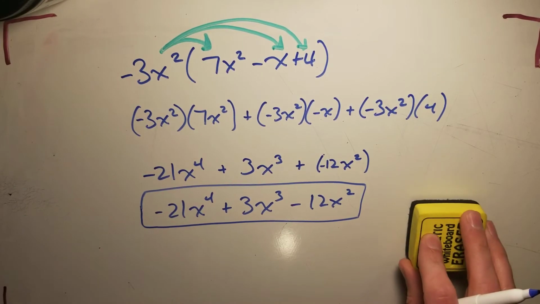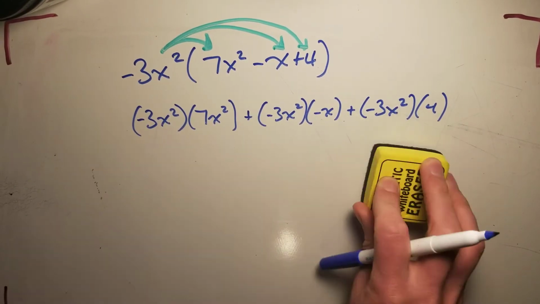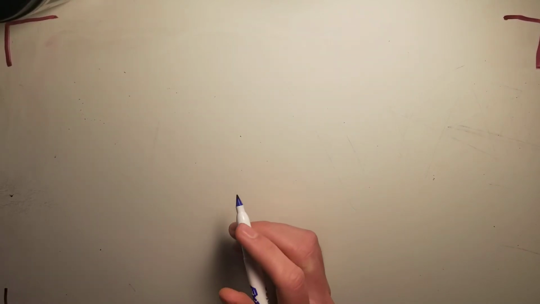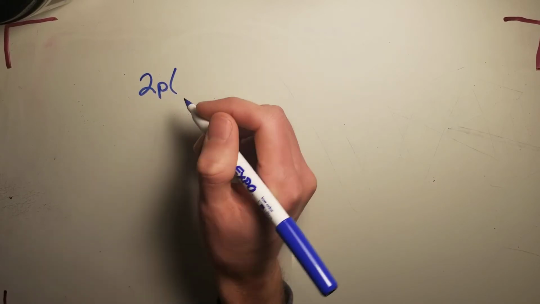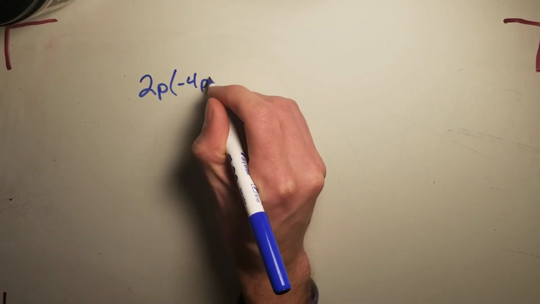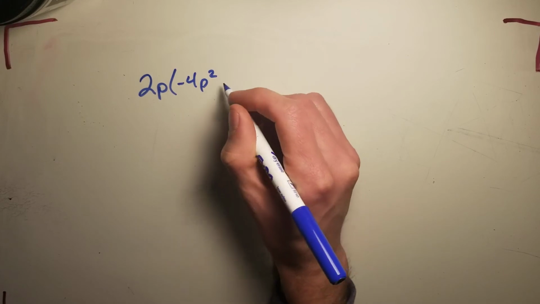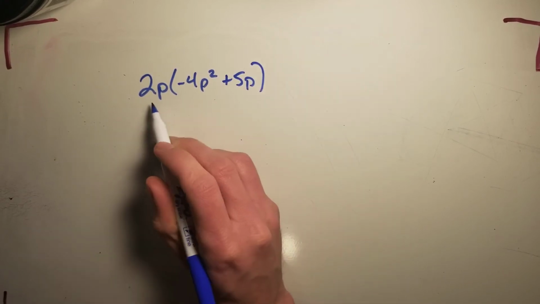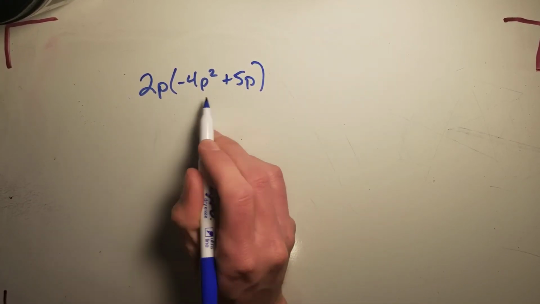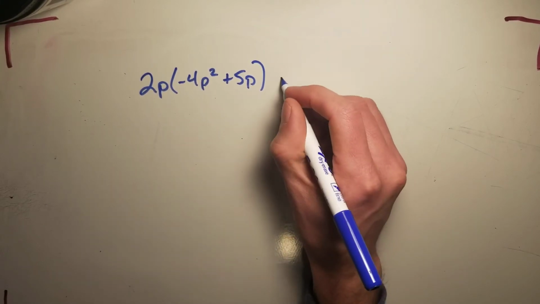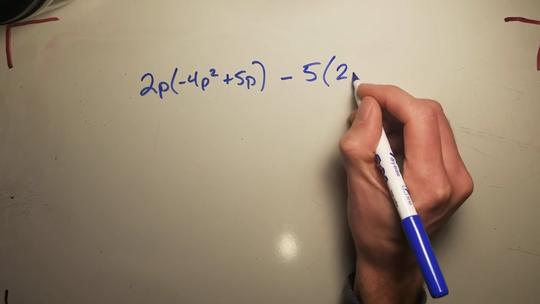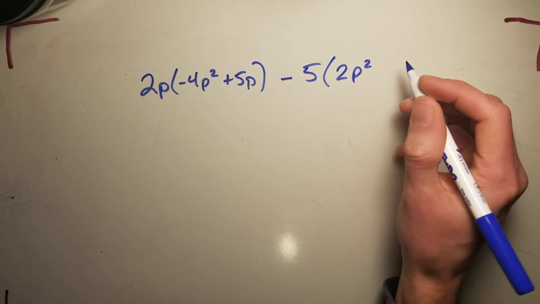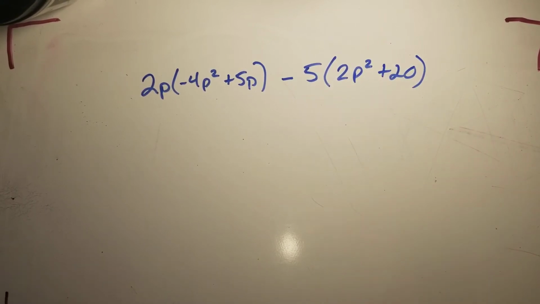Alright, let's go ahead and try an expression where we're going to incorporate this. We'll go on to the second example down here. We have 2p times the quantity negative 4p squared plus 5p. So we're multiplying a monomial by a binomial. And then we're subtracting 5 times the quantity 2p squared plus 20.